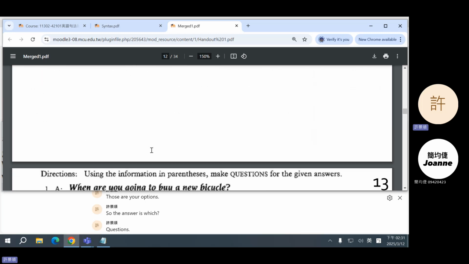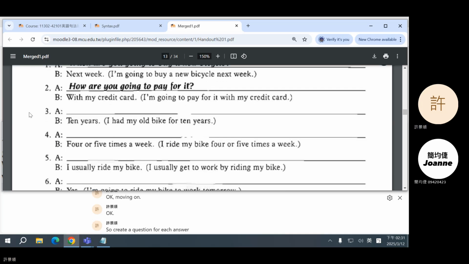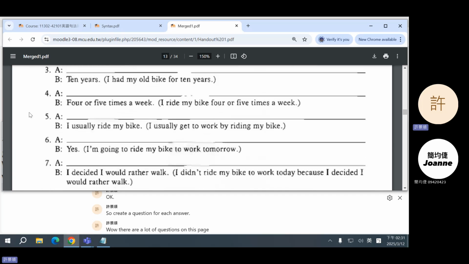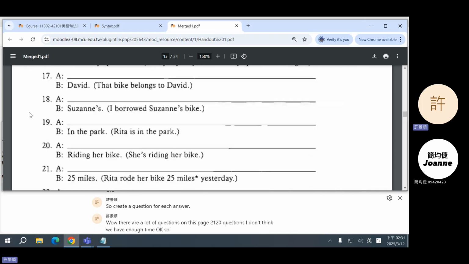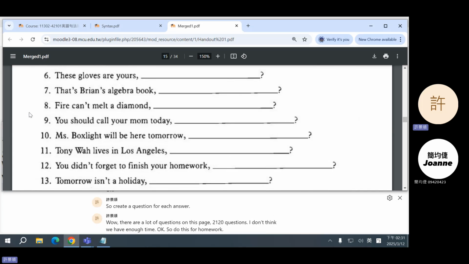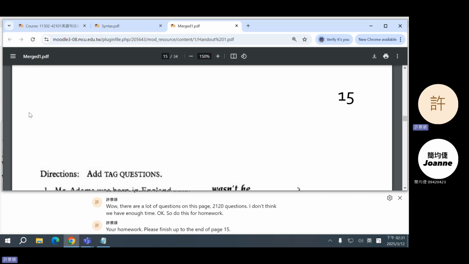Okay, moving on. Okay, so create a question for each answer. Wow, there are a lot of questions on this page. 20 questions. I don't think we have enough time. Okay, so do this for homework. Your homework, please finish up to the end of page 15. So 13, 14, 15 is homework. Next week, we will compare answers. See you next week.